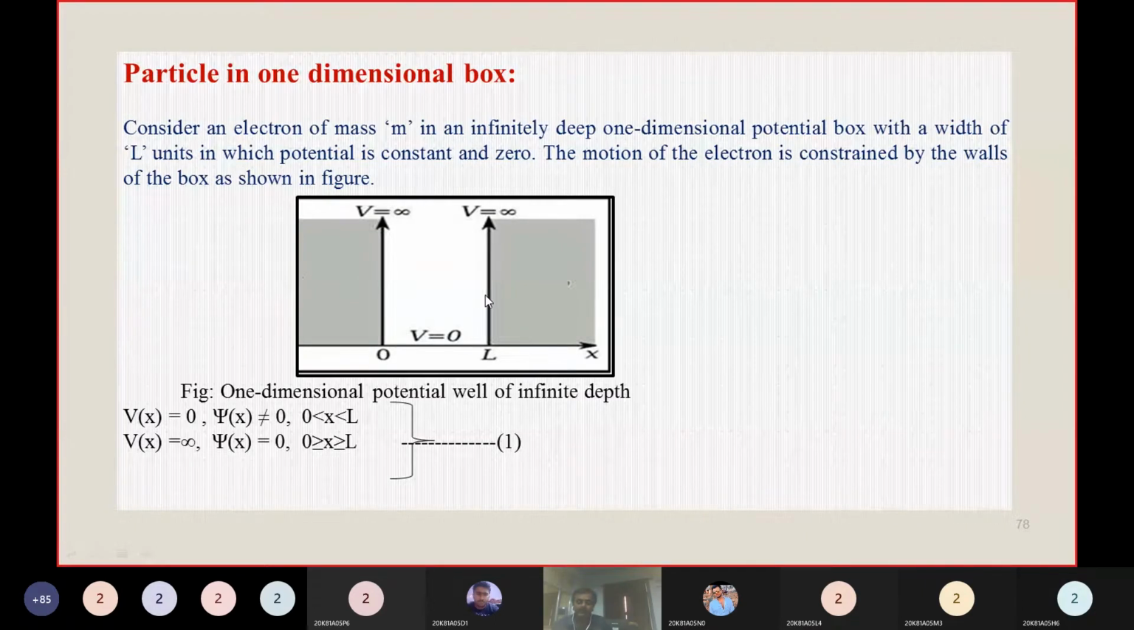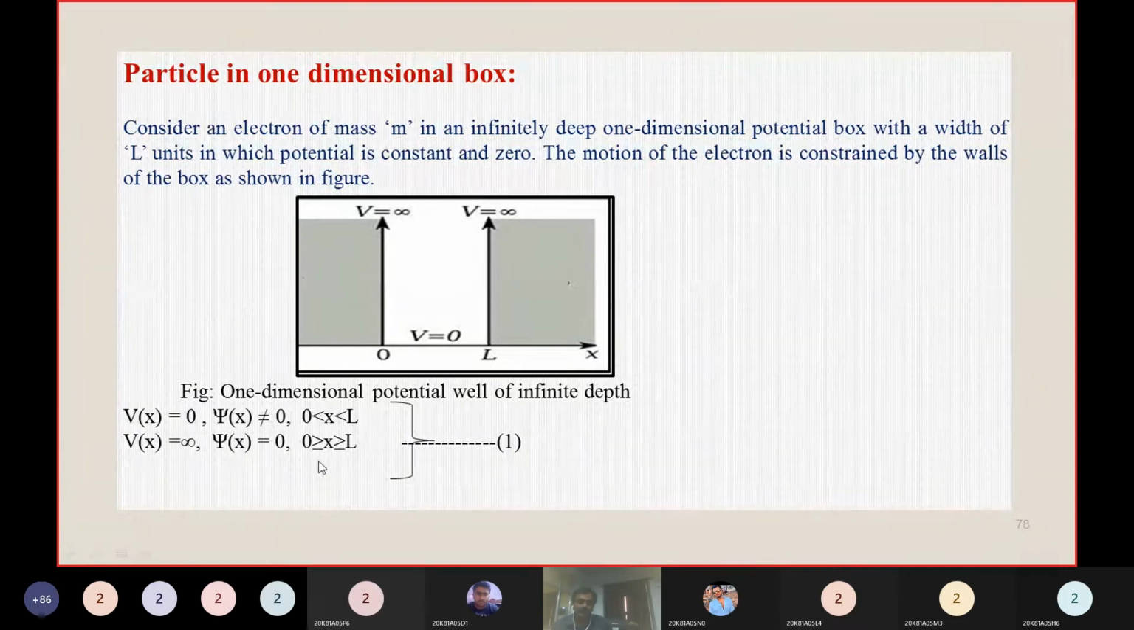And one more, after the boundary, that is, x greater than or equal to L. At the boundary or after the boundary, the potential equals infinity, and potential equal to infinity means the wave function is 0.